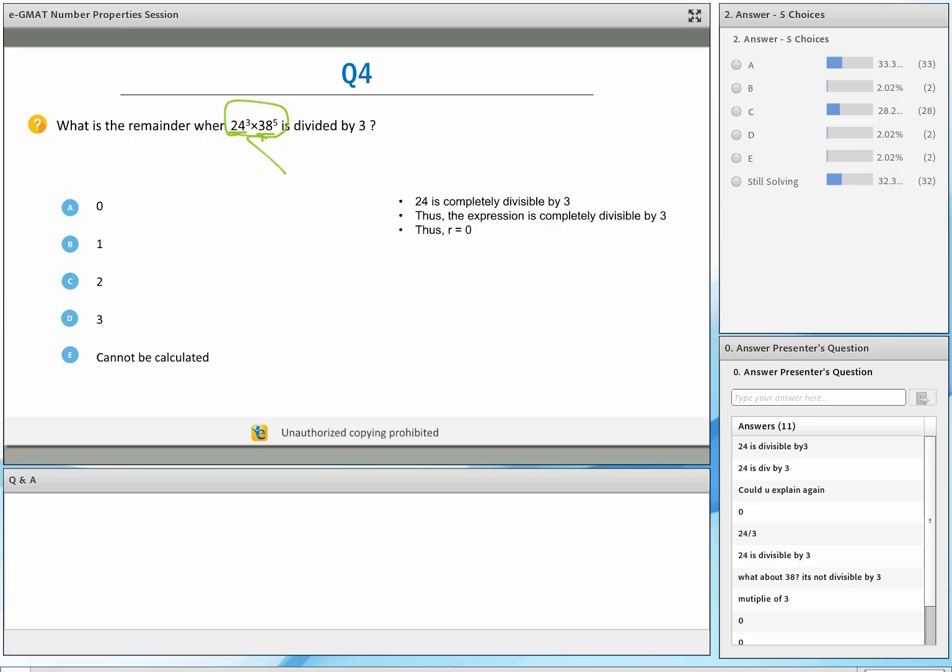Absolutely, 38 is not divisible by 3, but look at this. You have a product. If I had not told you any of the previous concepts, you would have looked at this and said, okay, 24 times 24 times 24, and 24 is completely divisible by 3. You would have written this down as 24 to the power 3 times 38, divided by 3. When you simplify this, the 3 gets cancelled out here.